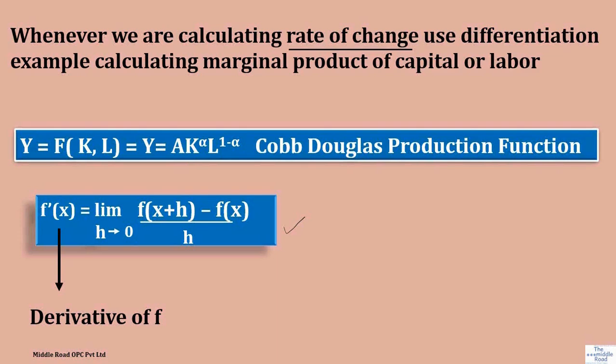Talking about f dash x, it is basically the derivative of the function f. So this is a good example. Why are we talking about this? Because we're going to be using it for marginal product of labor.